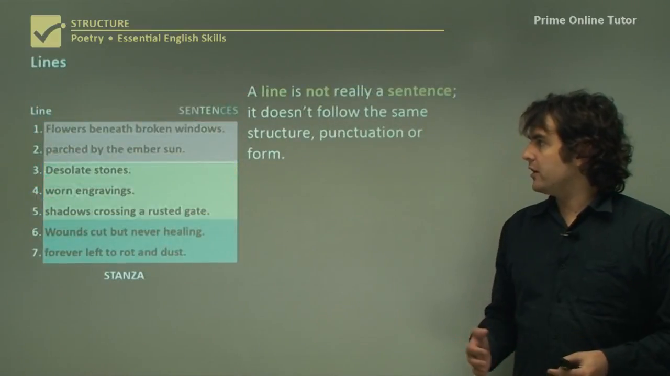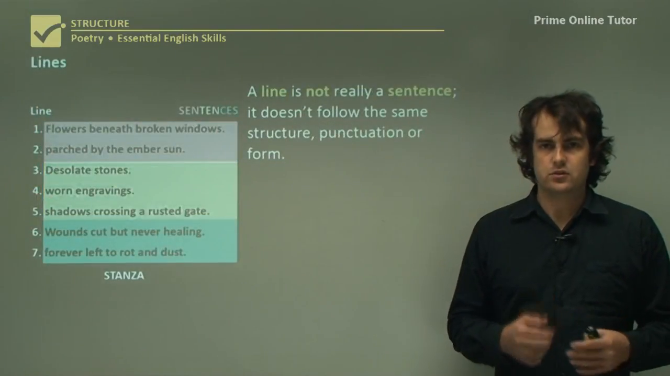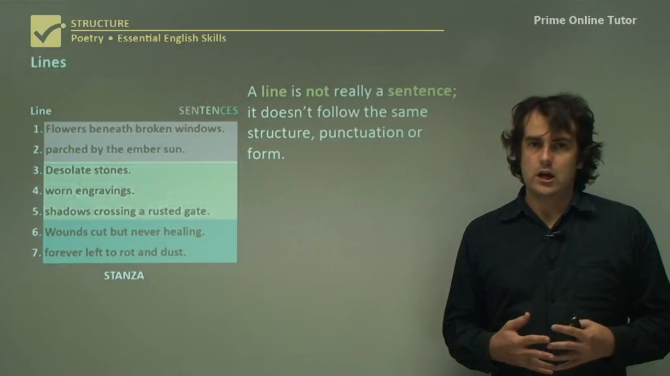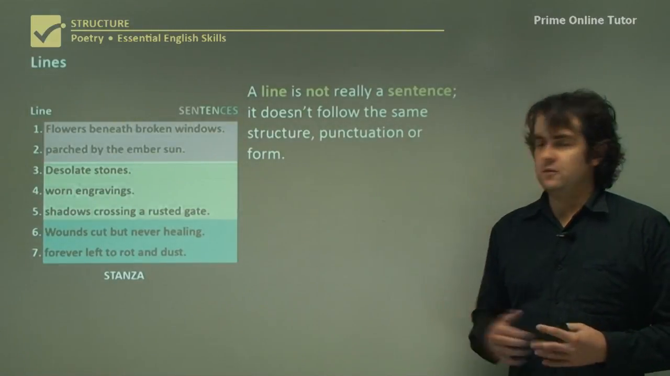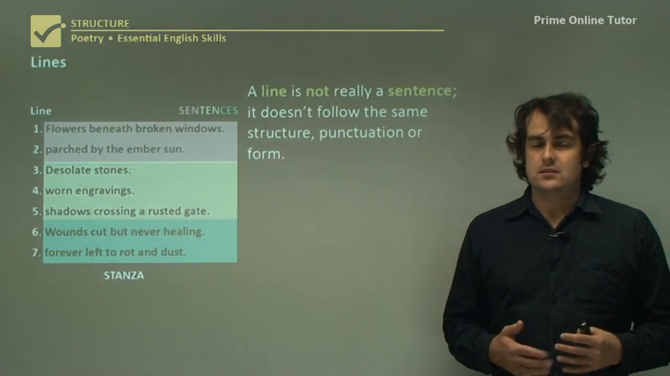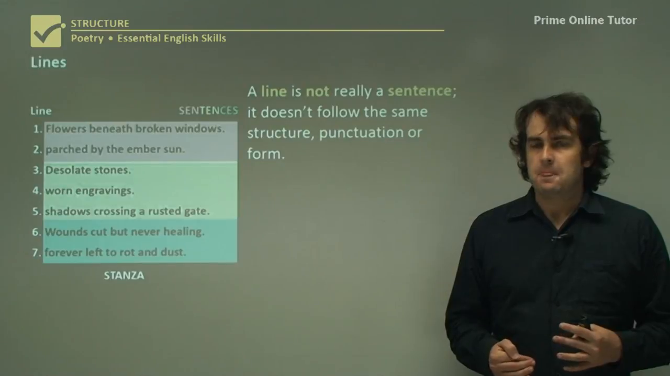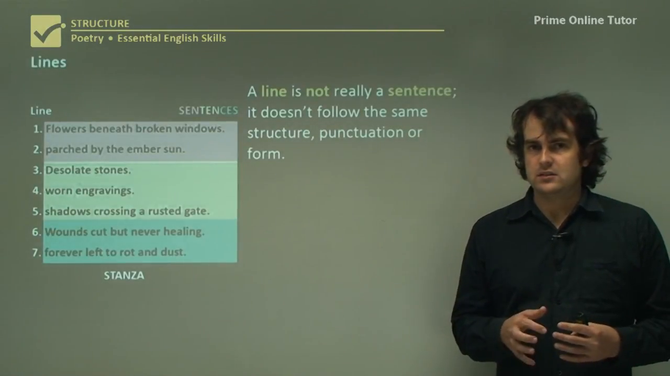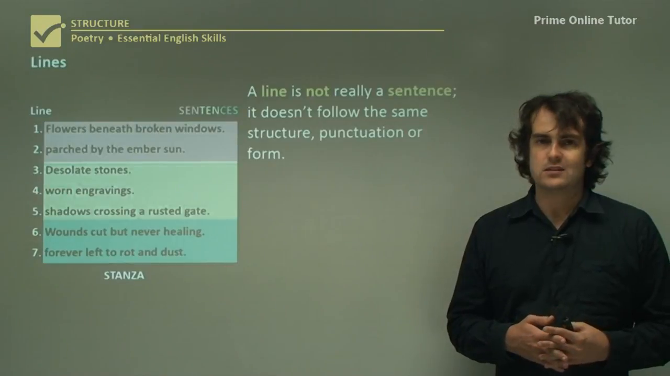Now let's have a look at lines, because again, this is where a lot of students get a bit confused about how to describe a poem. As I said before, poems are written in sentences, but they are mainly written in lines. And each line is mainly what you'd be looking at. You can look at the sentence as a whole, but you would refer to it by the number of the line.